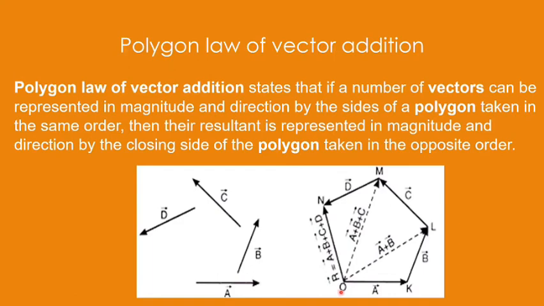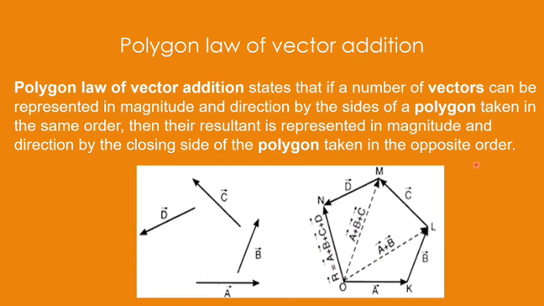Then the resultant will be given by the closing side of the polygon taken in the opposite order. So this is the extended form of the triangle law. Here A, B, C, D are acting in the anti-clockwise direction, and this resultant vector is acting in the clockwise direction. If you want to state the polygon law of vector addition, it states that if a number of vectors can be represented in magnitude and direction by the sides of a polygon taken in the same order, then the resultant in magnitude and direction is given by the closing side of the polygon taken in the opposite order.